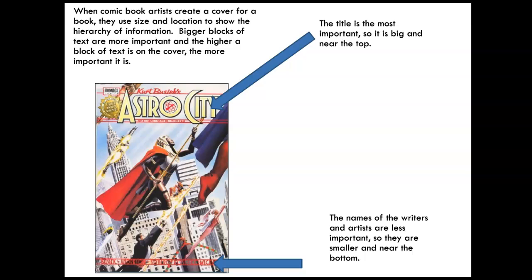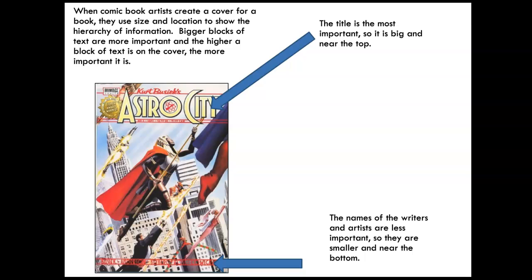When comic book artists create a cover for a book, they use size and location to show the hierarchy of information. So what is hierarchy of information? Does anyone have any idea of what that might mean? Will Hendricks, what do you think? Kind of like what you're seeing first and where you want the person to see next? Yes. So kind of like an order, and when you have an order of information, you associate the first thing you saw with the next thing you see. So that's very important to create a full message. That's integral to design in general, not just to comic books.